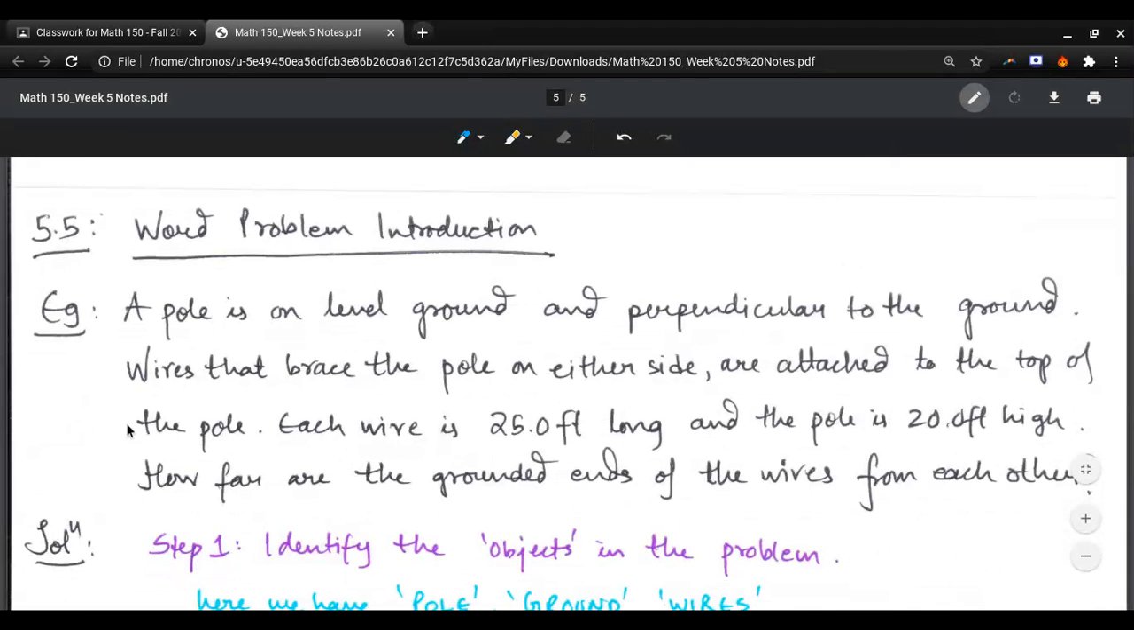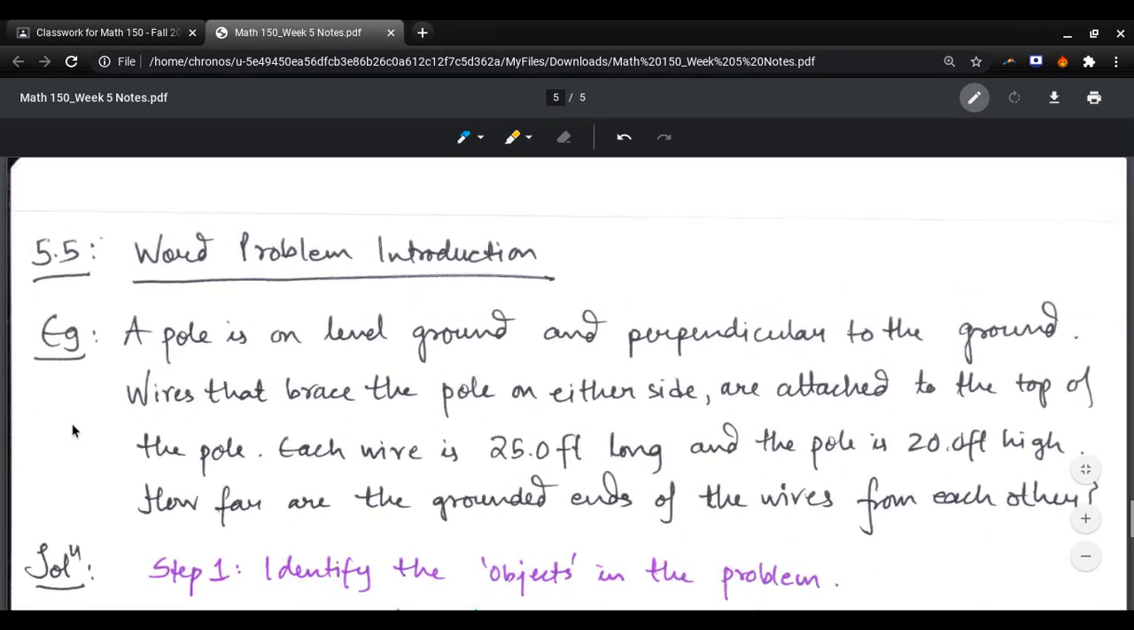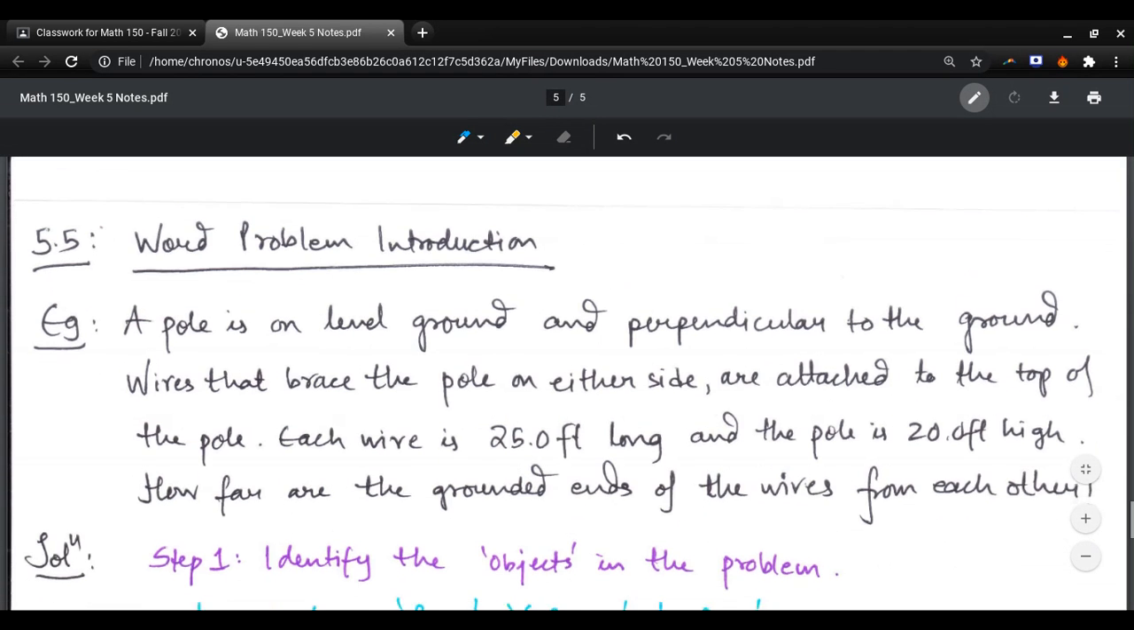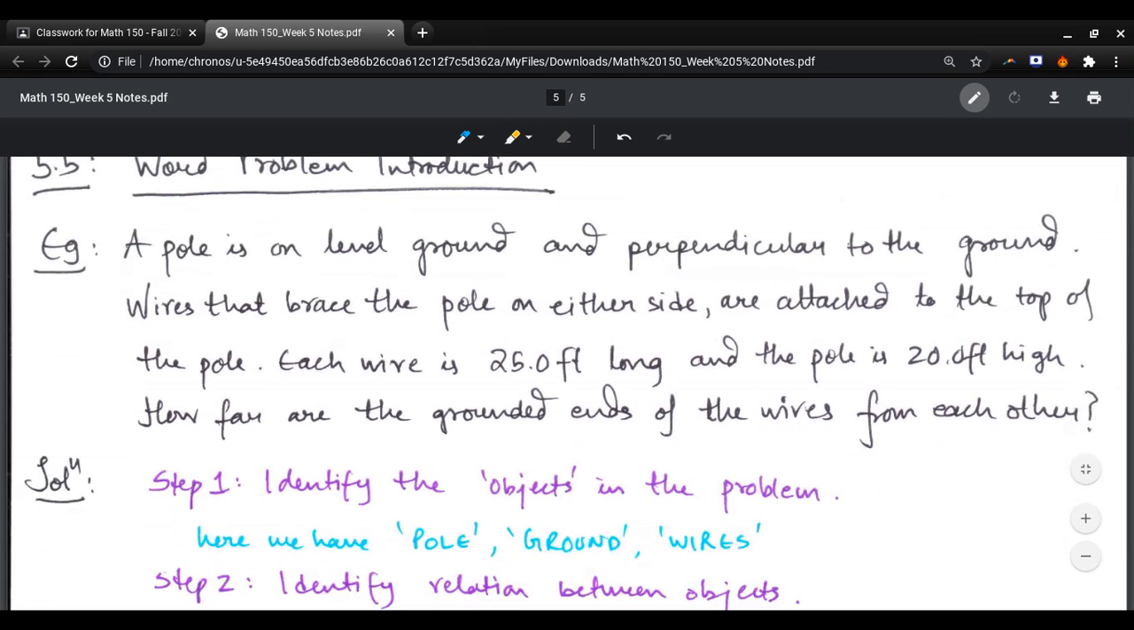So here is an example of a word problem. You can pause the video at this point, read this problem right now, and try to solve it on your own. The pole is on level ground and perpendicular to the ground. Wires that brace the pole on either side are attached to the top of the pole. Each wire is 25.0 feet long and the pole is 20 feet high. How far are the grounded ends of the wires from each other?